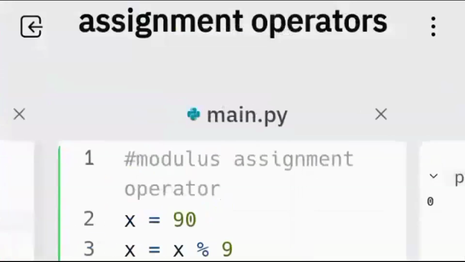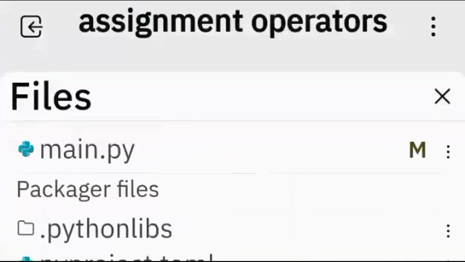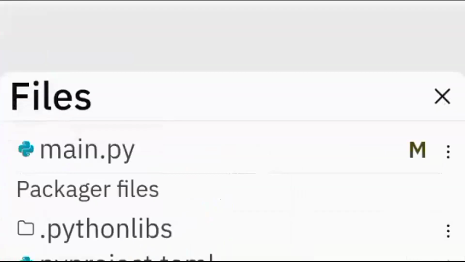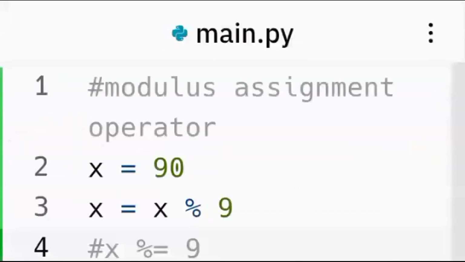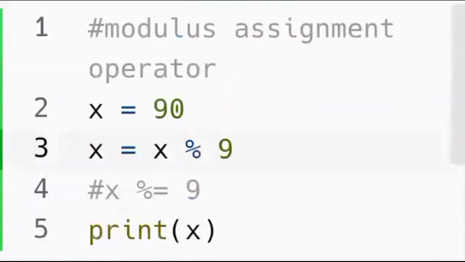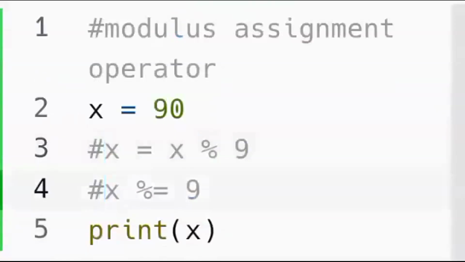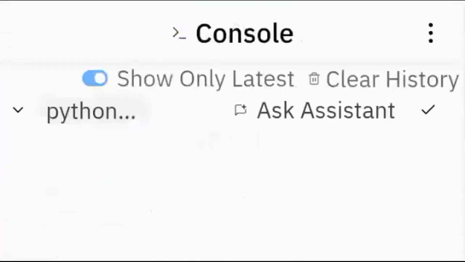So if it is 90 divided by 9, the quotient is 10, but the remainder will be 0. That's why here in the console you will assign 0 back to x, because there is no remainder here. If there is a remainder, you have to assign that value back to x. Mind you, this is different from division, in which the result of the quotient was written, but here the remainder is assigned to x. So you have to remember this very particularly.